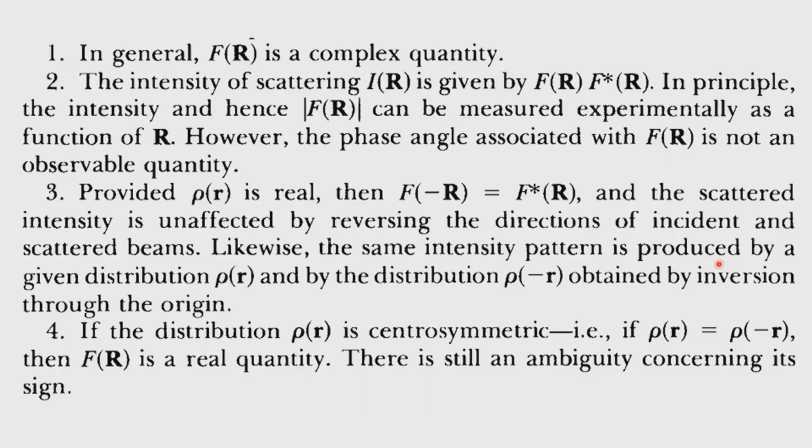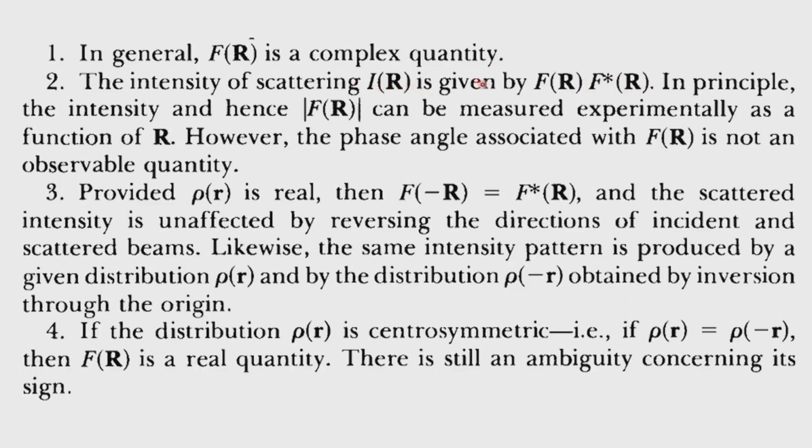We will do this derivation once again a little later in a slightly different way, so that it becomes very clear how the scattering is occurring. But before we go to that, we just look at the possible properties of this f of r. F of r is a complex quantity, as we see already, and the intensity of the scattering, as I mentioned, is given by f r times f star of r. Now this f star of r is referred to as the complex conjugate.